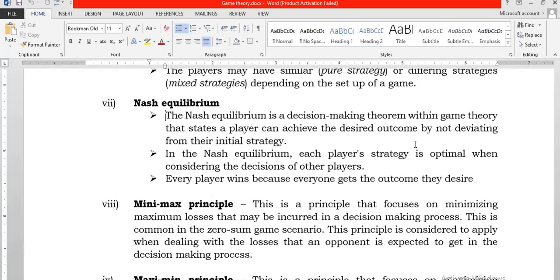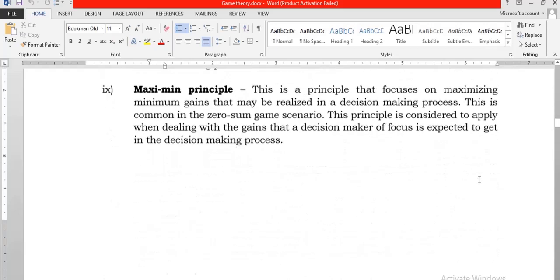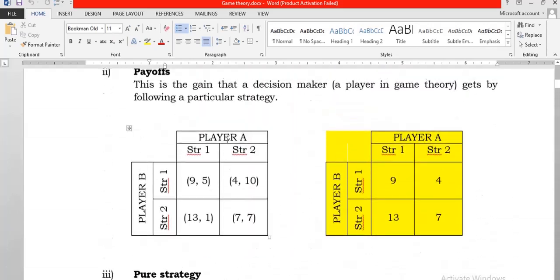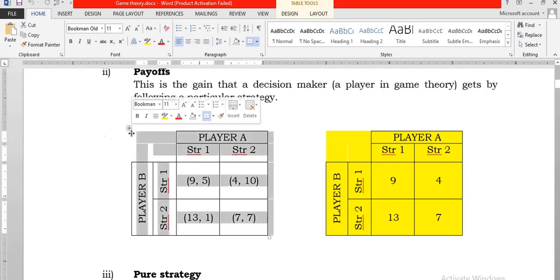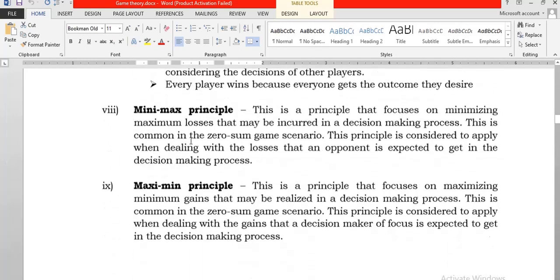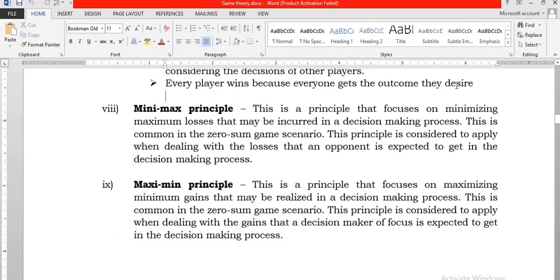Maybe I may give you an example of what a Nash equilibrium is, just to make sure that you understand what I'm talking about. So what I'm going to do, I'm going to copy here and I show you a Nash equilibrium. I'll put it here.